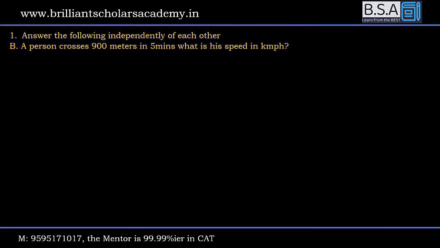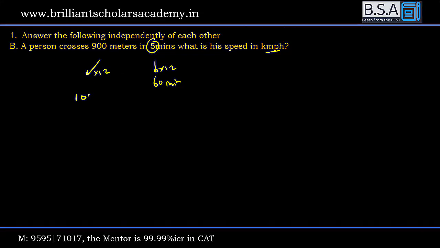A person crosses 900 meters in 5 minutes. What is his speed in kmph? So I said apply common sense. You don't always have to go for the formula concept. 5 minutes. How do you convert 5 minutes into 60 minutes? Because 60 minutes is 1 hour. You multiply it by 12. So you multiply 12 on this side.